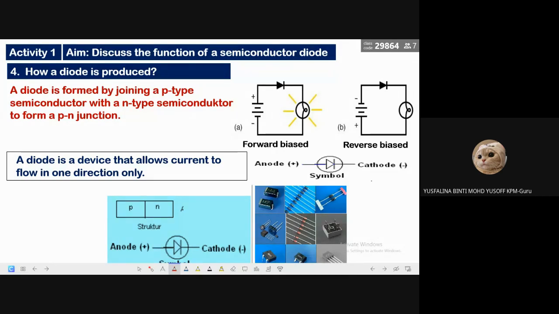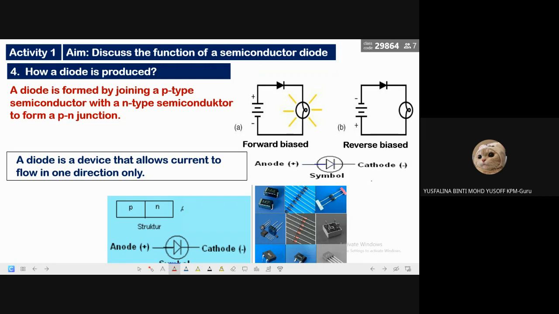So how is a diode produced? Remember we make semiconductors of P type and N type. A diode is made by joining a P type and an N type semiconductor, so that's why we need to produce the P type and N type semiconductors. What is the function of a diode? A diode is a device that allows current to flow in one direction only. So alternating current can be changed to direct current by using a diode.